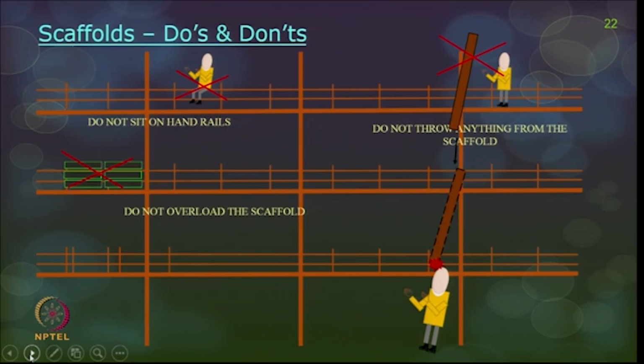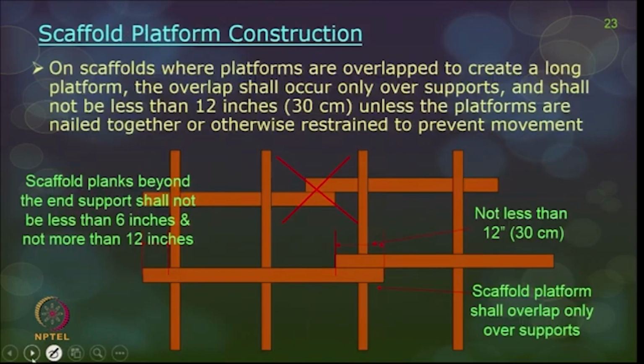Some do's and don'ts on the scaffolds. Do not sit on the handrails. These handrails or guardrails are primarily for the safety of people on the scaffold, to prevent them from falling down, so you should not be sitting on them. Do not throw anything from the scaffold so that it falls on people or any public passing by, and do not overload the scaffold unnecessarily. Do not keep more material than is necessary, even though it can support 4 times the load.